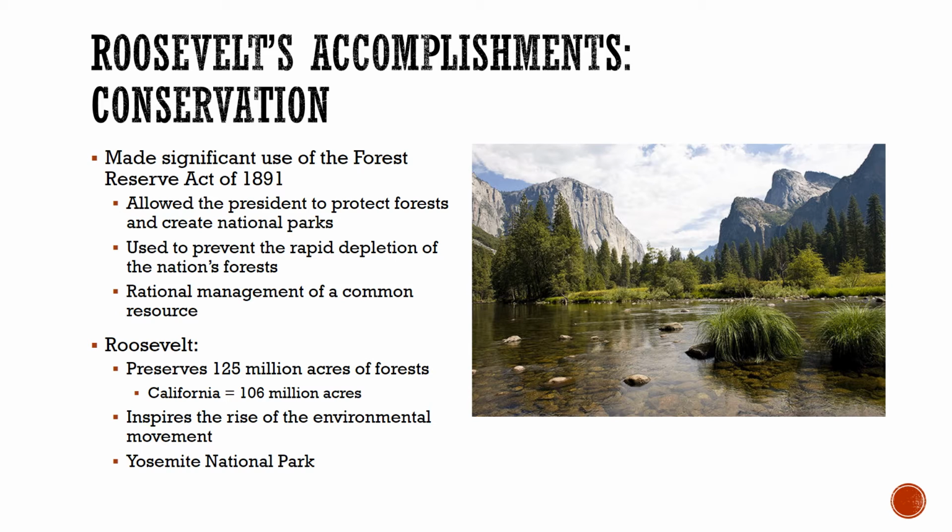And so Roosevelt takes this law and he uses it to preserve 125 million acres of forest. That is about as much land as the entire state of California. He takes that and he says, all of this stuff is off limits. No logging, no building. And he creates a system of national parks.